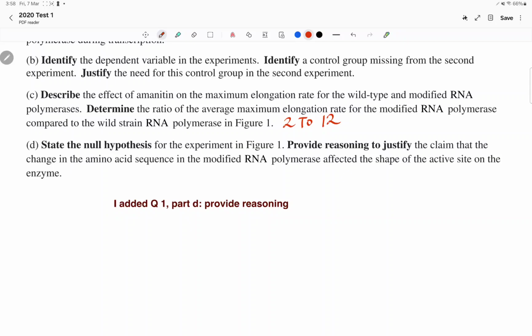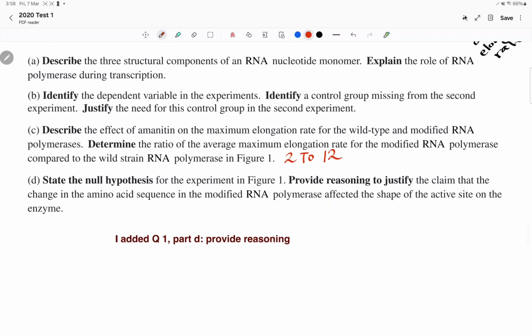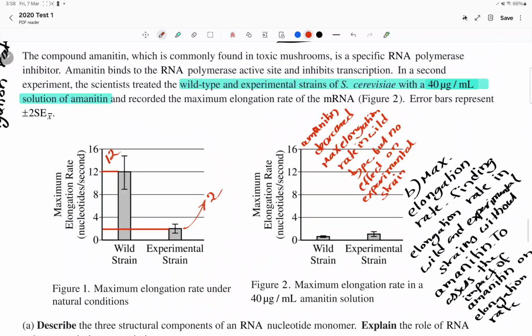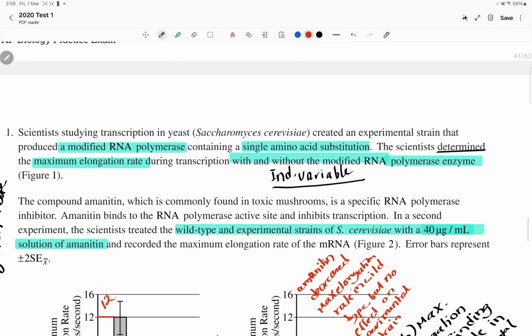Okay. Part D. State the null hypothesis for the experiment in figure 1. Guys, in figure 1, we are looking at the maximum elongation rate in wild strain versus experimental strain. If you go back to the main paragraph, the first one, it talks about the maximum elongation rate due to the influence of the modified RNA polymerase. So the maximum elongation rate does not depend on whether having or not having the modified RNA polymerase? Exactly correct.